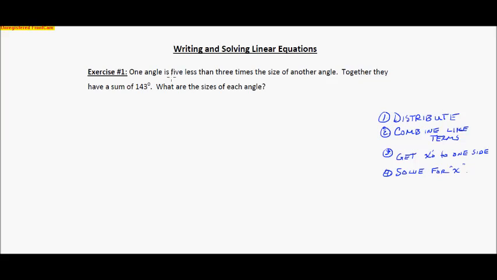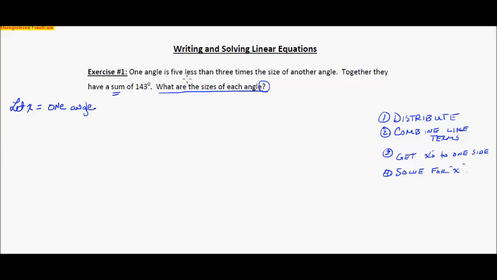It says one angle is 5 less than 3 times the size of another angle. So the first thing I want to do is define my variable. What is it that I'm looking for? I always start with let x, or whatever variable you want to use, but I'm going to use an x. It says one angle is 5 less than 3 times the size of the other angle, and together they have a sum of 143. So I know I'm going to be adding something. But what are the sizes of each angle? A lot of times if you look for the question mark, that tells you what you're looking for. They want the size of each angle, and that is more than one angle. So I'm going to start by saying, let x equal one angle.